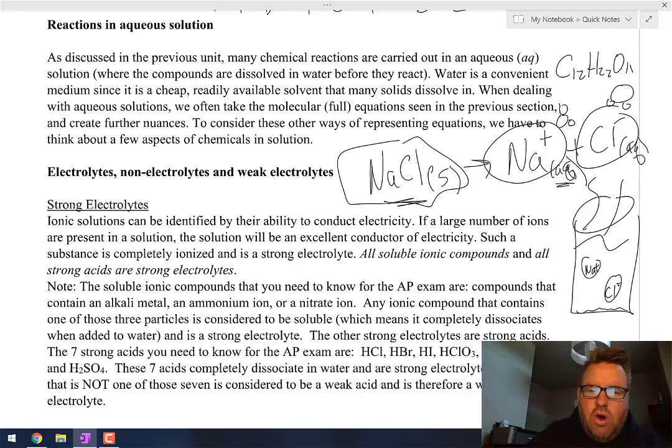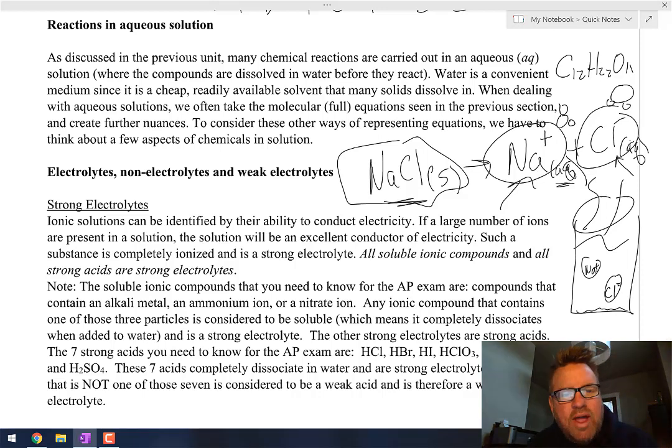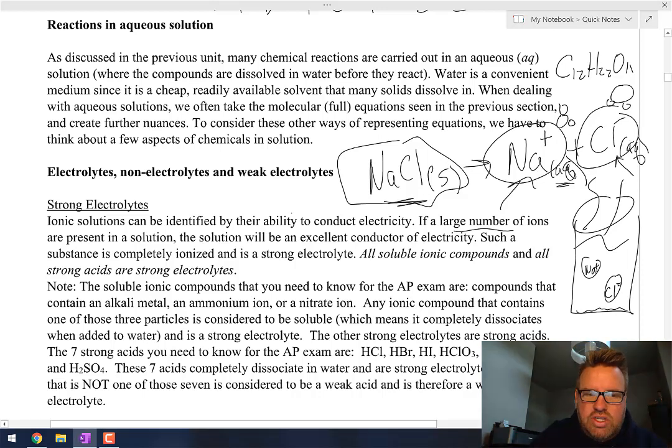Okay, and when you have ions floating around in the water, that's what allows water to conduct electricity. Water by itself does not conduct electricity. It's the ions in the water that allow the electricity to flow. So when a large number of ions are present in the solution, you have an excellent conductor of electricity. And when something conducts electricity, we call it a strong electrolyte.